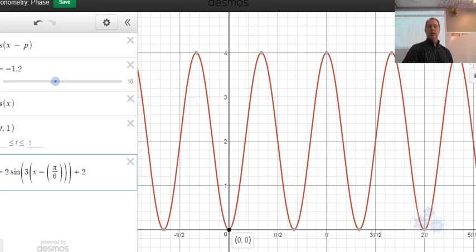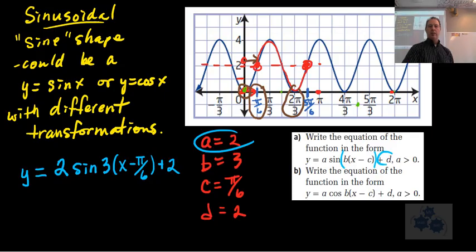All right? So I'll let you guys take a look at the cosine part, okay? So why don't you do the same thing, and I'll give you a chance to try it out, and then do the b part on your own. See if you can do the same graph using cosine.